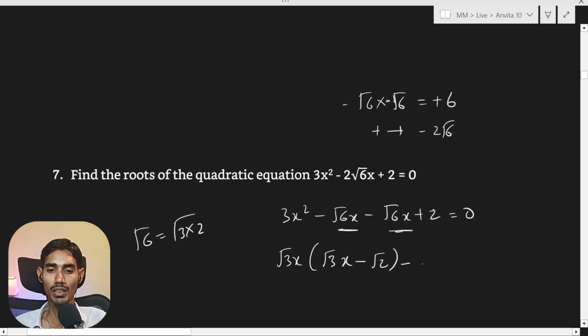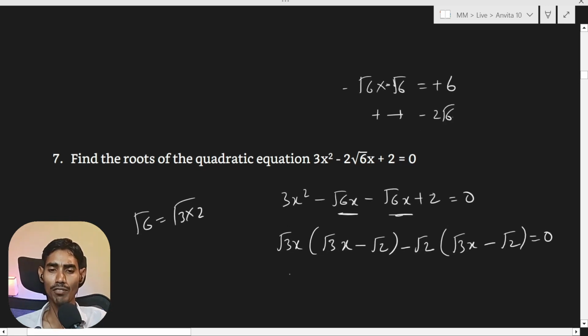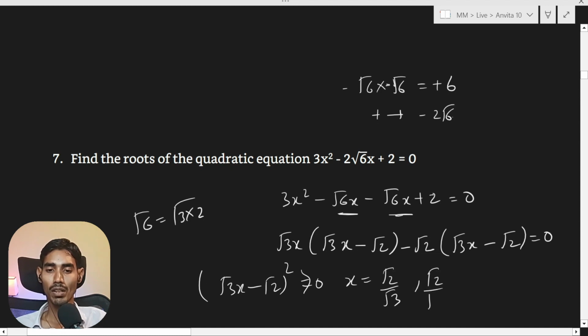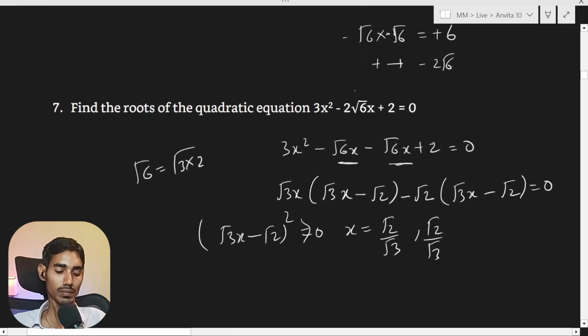And here what do we take? We can take root 2 common, which gives us root 3x minus root 2. So these are the factors. Now these are the same factors, so it's basically root 3x minus root 2 whole square. So x is root 2 by root 3 two times. It's a quadratic form, so two equal solutions.